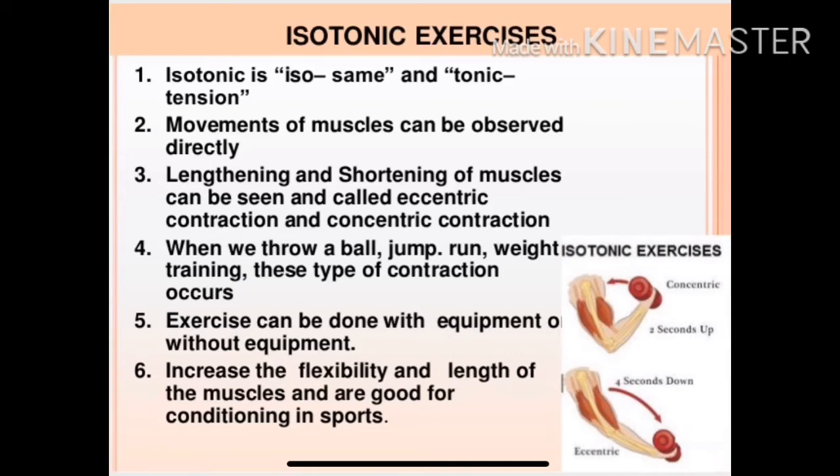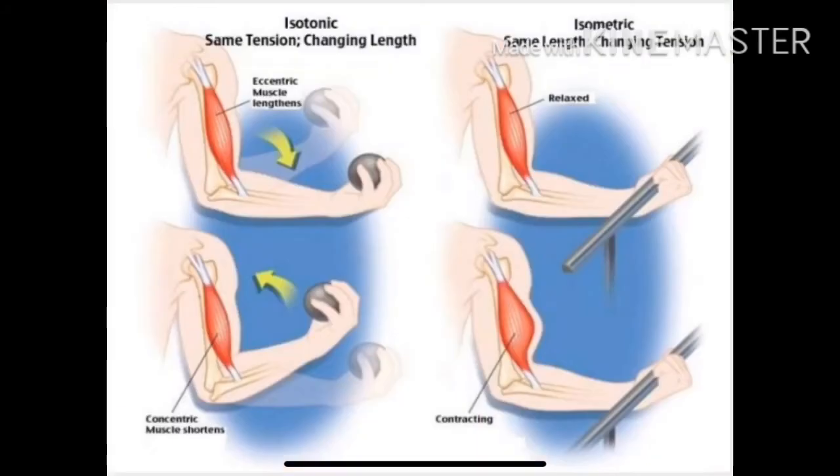So in simple words, in isotonic exercises the movement is visible. Examples of isotonic exercises are doing exercises with light weights or dumbbells. With the help of this picture, you will be able to understand very easily the difference between isotonic exercises and isometric exercises.